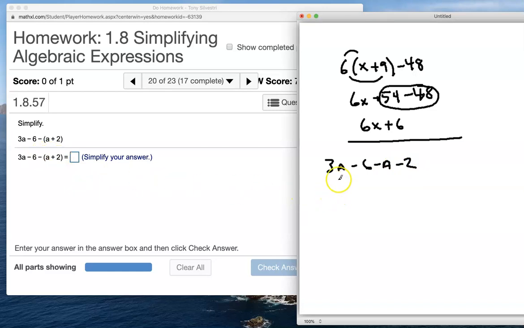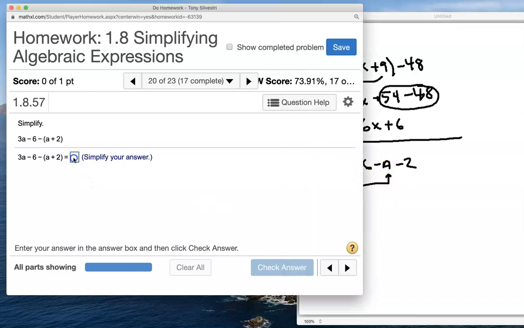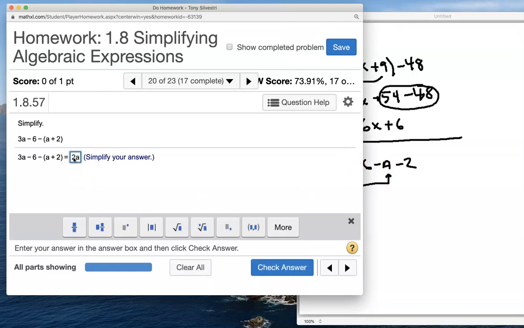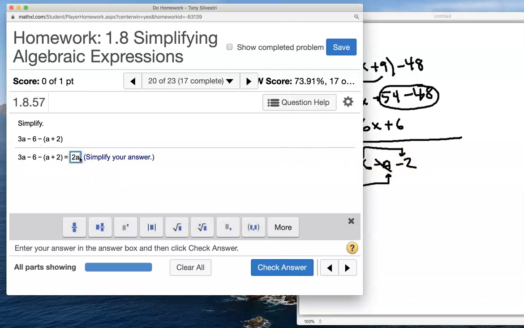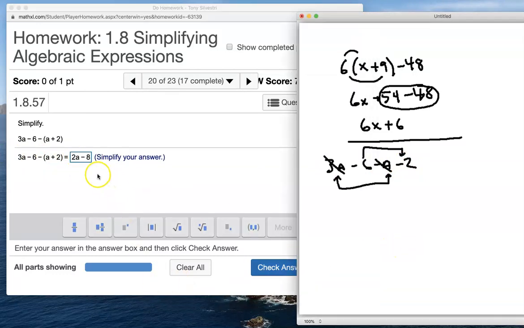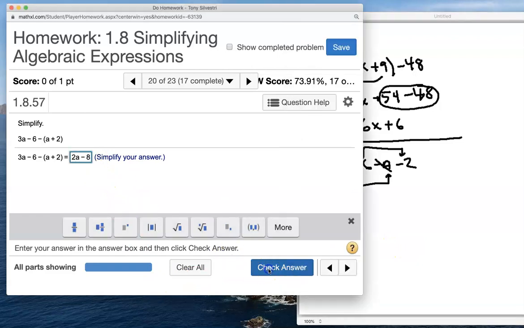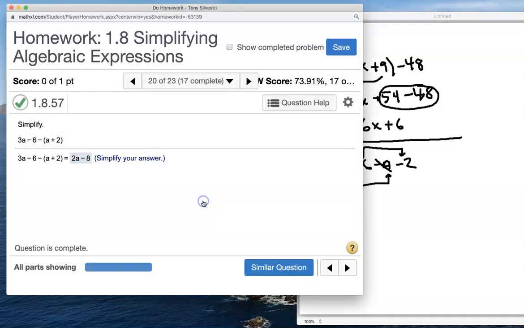Now, what do you got? These two guys are like terms. 3a minus 1a is 2a, and I can cross those out because I don't want to look at them anymore. Then we've got these numbers are like terms, and in the order that you see them, minus 6, minus 2, is minus 8. Okay? Check your answer. Great job.